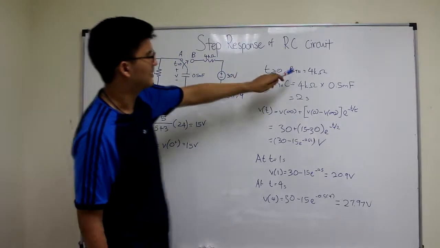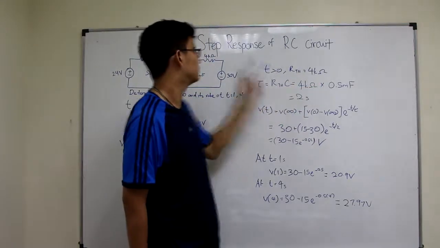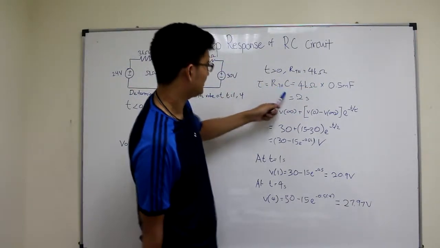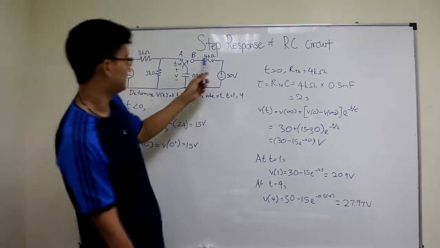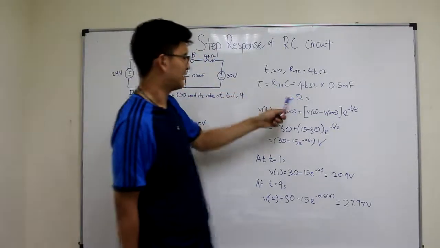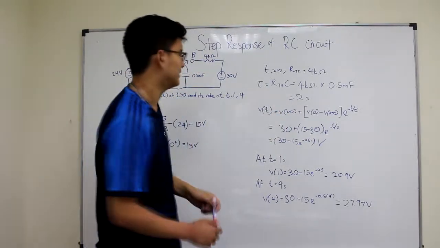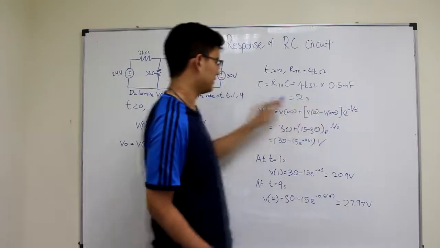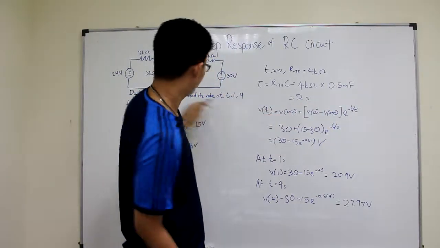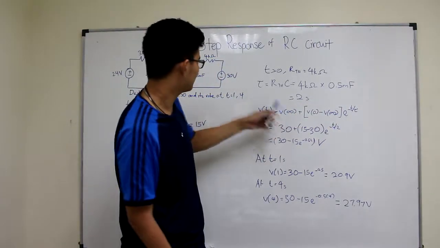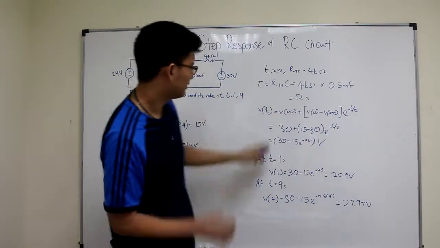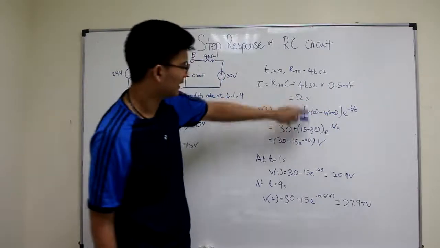So we can tell that the Thevenin resistance is 4 kilo ohm, which is over here. Using the concept of tau equals RC, we substitute the value of the capacitor and the resistor, which gives us a time constant of 2 seconds. With that information, we can substitute into our general formula. V infinity, which is the V source, will be 30 volts, as you can see here. Then V naught will be 15 as calculated here. So the time constant is 2 seconds.